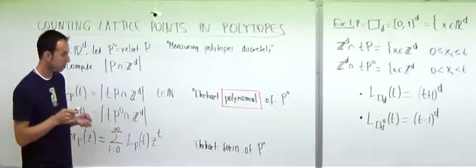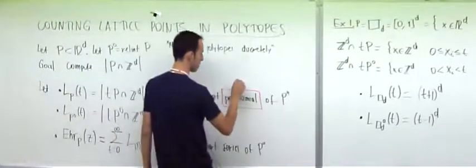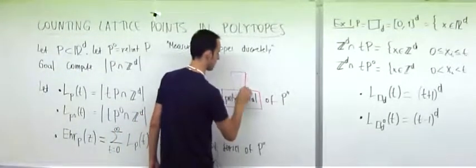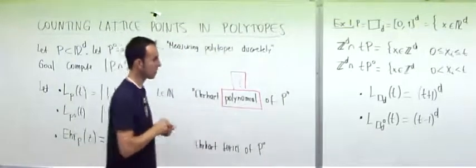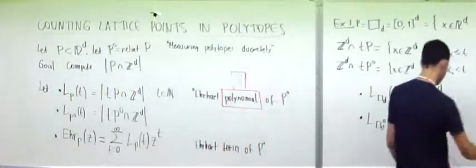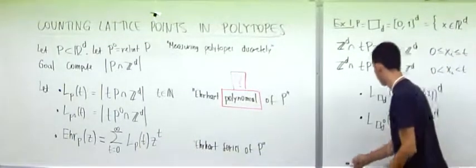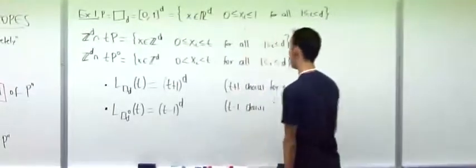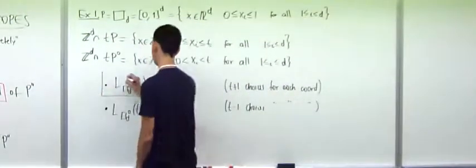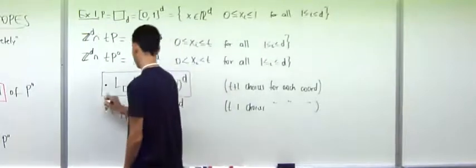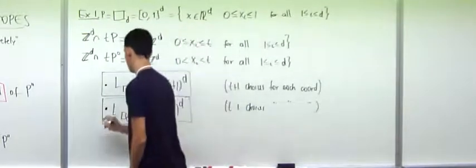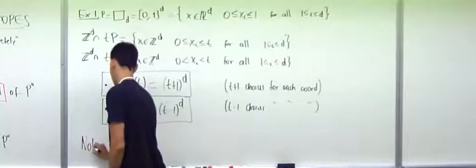Okay? So for now, let me put a little question mark, because it's not clear that it's a polynomial, but here you see that it is a polynomial. Okay, now let's put a little box around these things, and let me make an observation.